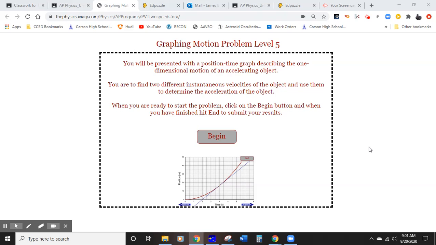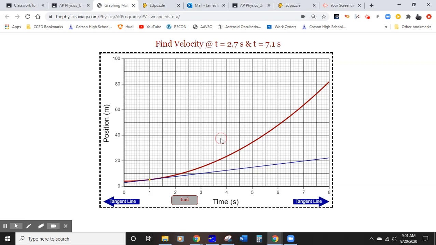AP Physics, homework number 4, vertical motion. This is simulation number 4, graphing motion problem level 5. It says here you will be presented with a motion time graph describing one-dimensional motion of an object. You are to find two different instantaneous velocities of the object and use them to determine the acceleration of the object. When you are ready to start the problem, go ahead and click begin. Hit End to submit your results when you're finished. So let's go ahead and click on begin here.